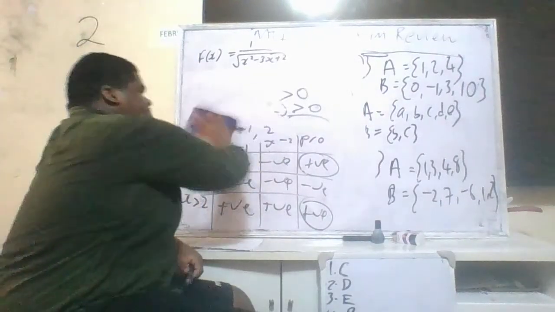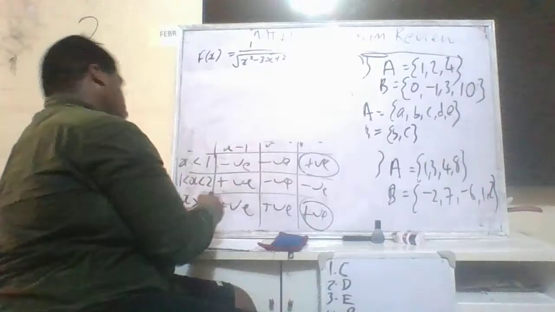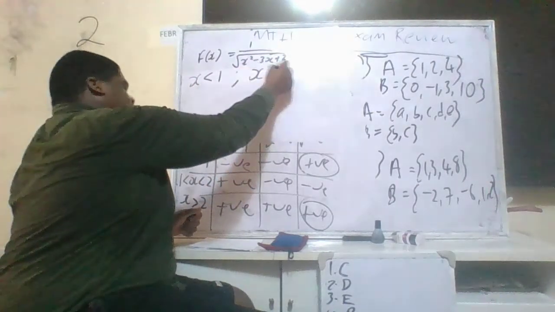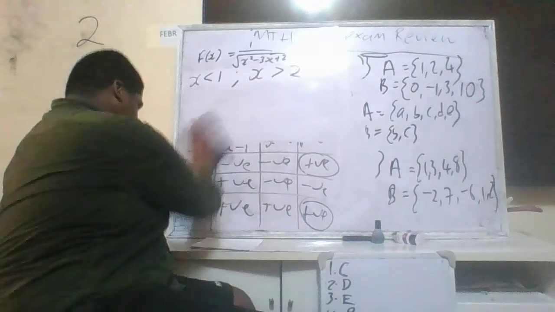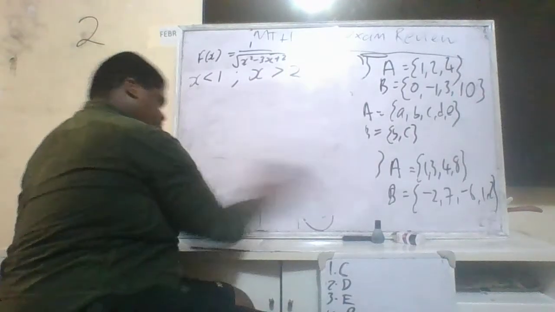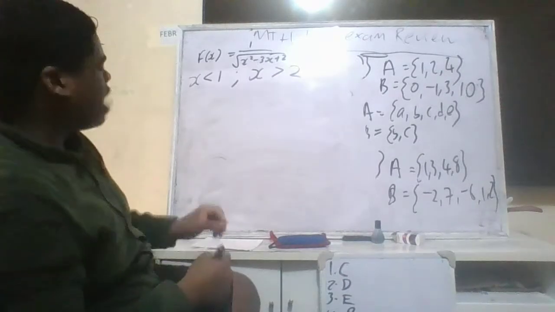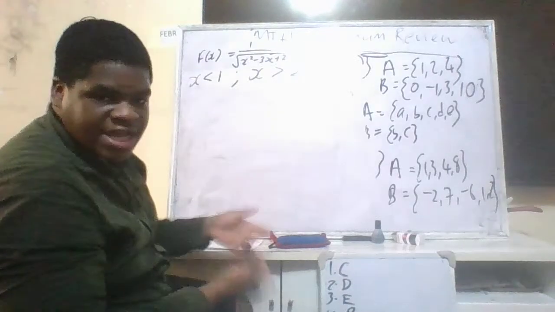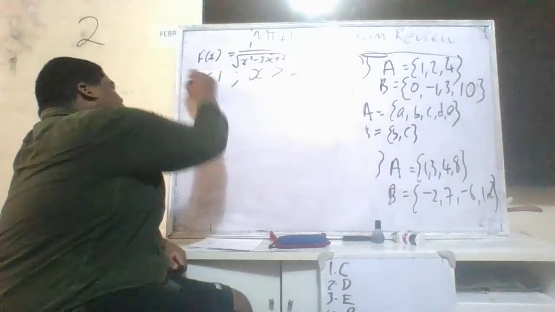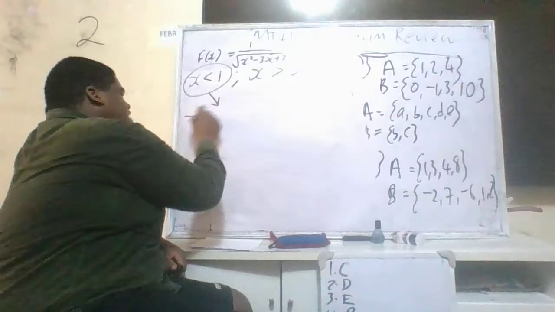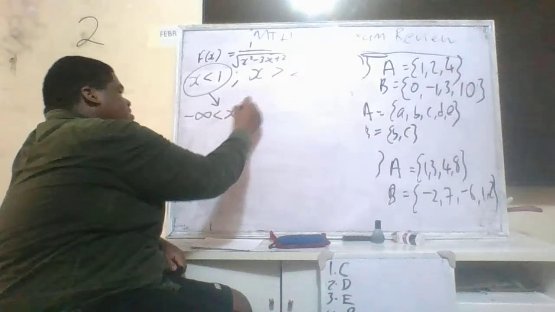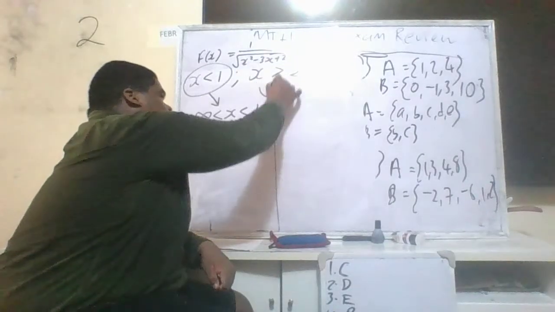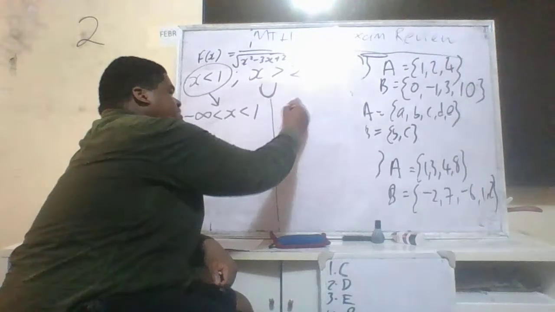So I can clean all this here. We have our answer: x is less than 1 and x is greater than 2. Now remember, when we have x is less than 1, what is the lower limit? Negative infinity. So this is actually the same thing as negative infinity is less than x less than 1, or the union of x is greater than 2.